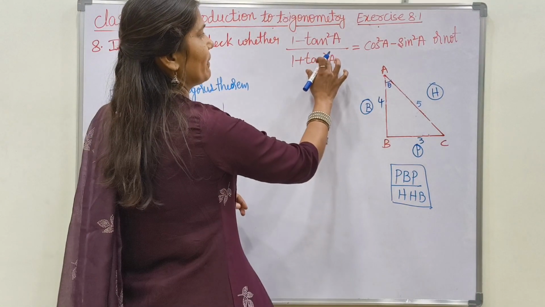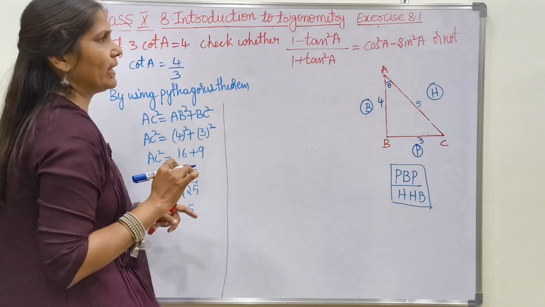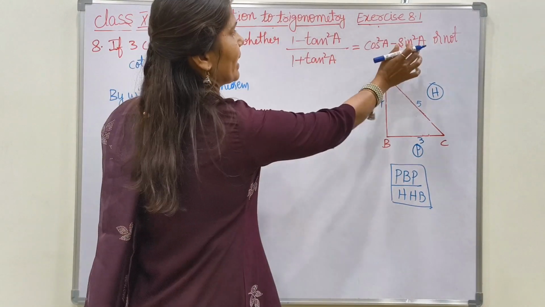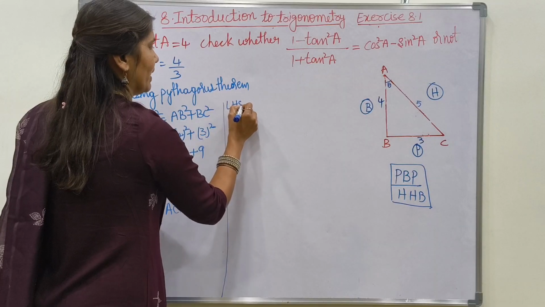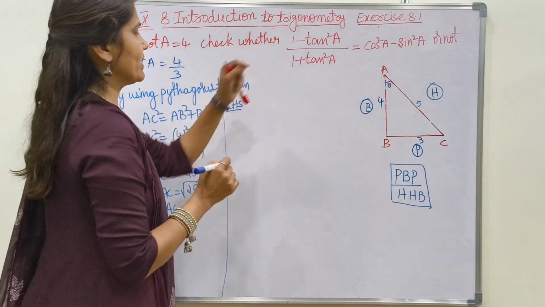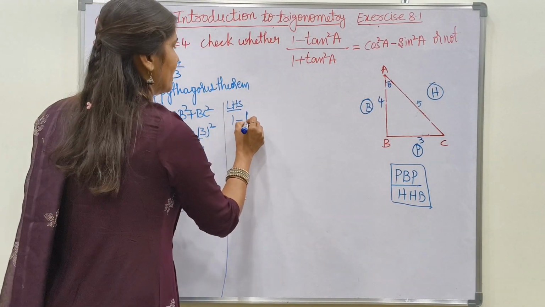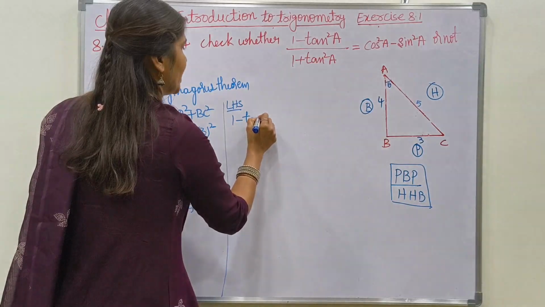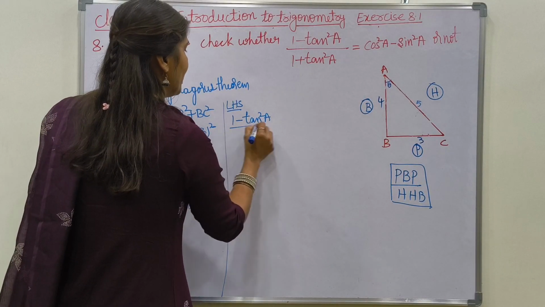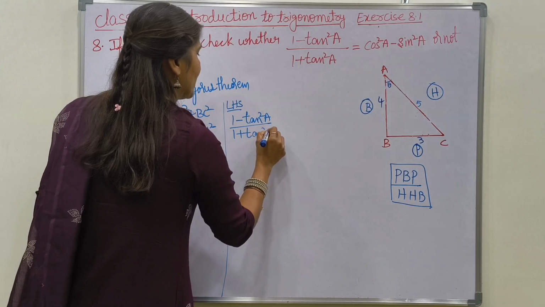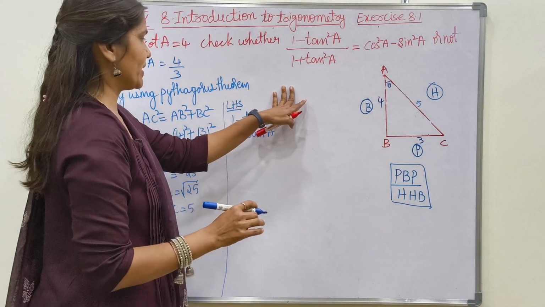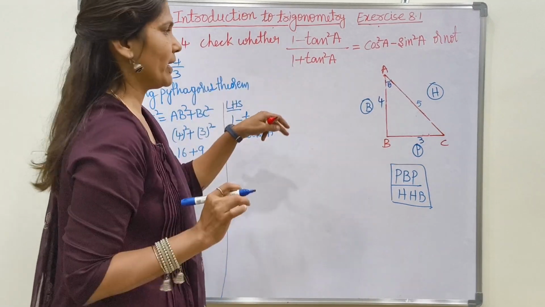First we will verify this side, later we will verify that side. This is the right side, this is the left side. So now I am verifying the left hand side. What is the left hand side? 1 minus tan square A by 1 plus tan square A. This is the left side I am verifying. Later we will do the right side.